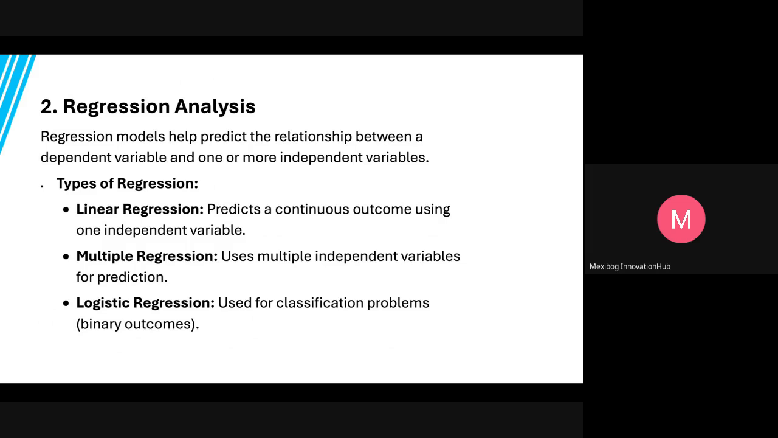So, types of regression. We have linear regression. It predicts a continuous outcome using one independent variable. But when you have more than one independent variable, we have what we call multiple regression. Then logistic regression is used for classification problems, that is, a binary outcome, either 1 or 0, yes or no, true or false.